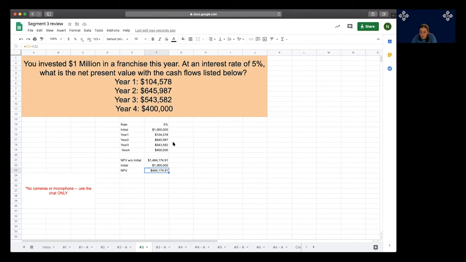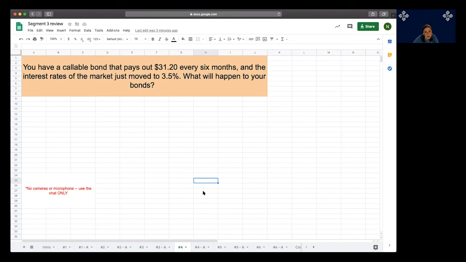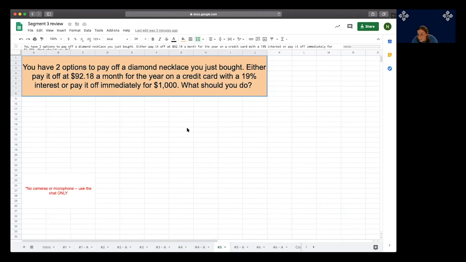From the formula from the lecture. Okay, I don't really know what formula. Move to 3.5%. What will happen to your bonds? So again, take a few seconds on this one, and then we will, oh wait. Actually, we're gonna skip this one for a second. I have to pull it up on my other screen. So let's go to number 5 and we'll come back to it.